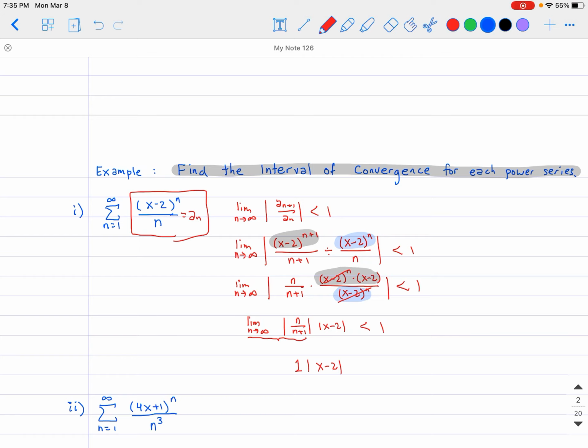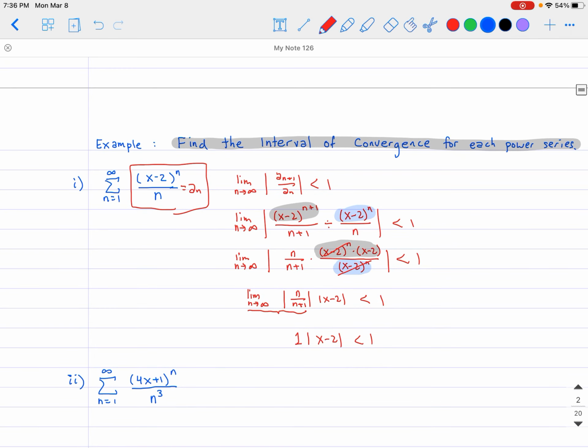Which is really good because now we have something nice and simple: the absolute value of x minus 2 is less than 1. And that is something that we can definitely solve for to give us an idea as to where this interval of convergence is going to be. So if I keep going to simplify this, we can say negative 1 is less than x minus 2, which is less than 1. And finally, if I add 2 to both sides, we have 1 is less than x, which is less than 3. So that right there gives me my interval of convergence.